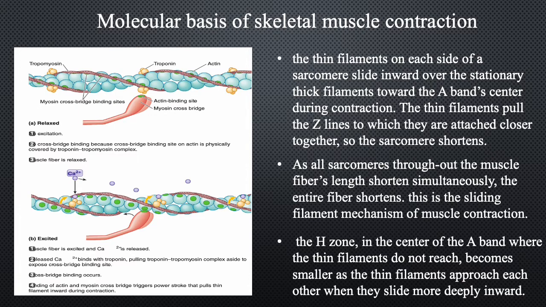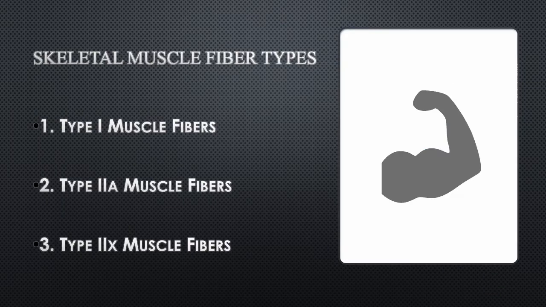The cross bridges aligned with a given thin filament do not all stroke in unison. However, at any time during contraction, part of the cross bridges are attached to the thin filament and are stroking, while others have returned to their original conformation in preparation for binding with another actin molecule.